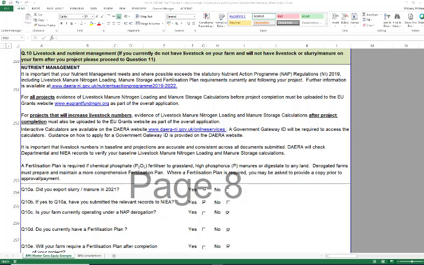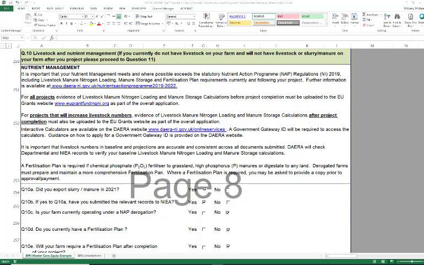For all projects, evidence of livestock manure nitrogen loading and manure storage calculations must be uploaded to the EU grants website as part of your application. Interactive calculators must be used for calculating this in terms of weekly storage, dirty water, manure production and current storage capacity for a farm, and checks that it has the 22 or 26 weeks capacity. Calculators are available on the website.